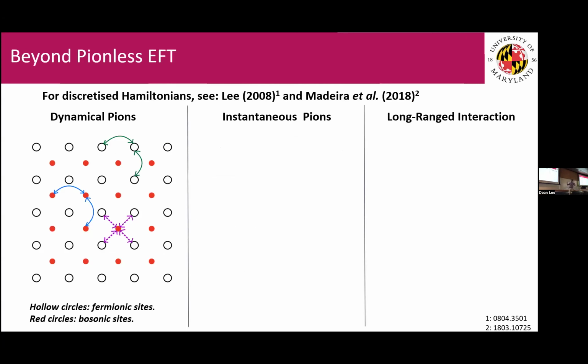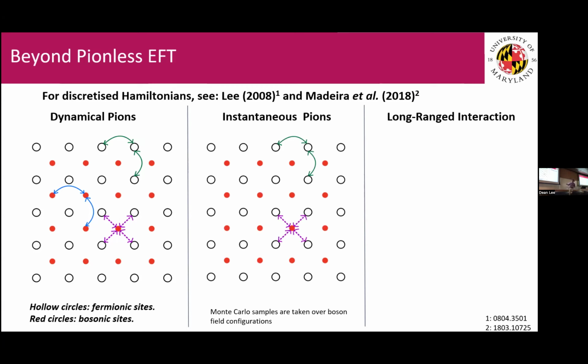And again, these were big complicated expressions. If you want to have a model in your head, what does this look like? The dynamical pion case looks something like this. We have fermion sites here in black. The fermions can hop around on the lattice. We have pion sites in red. The pions, I guess, hop around on their lattice, and they can interact together on nearest neighbor sites.